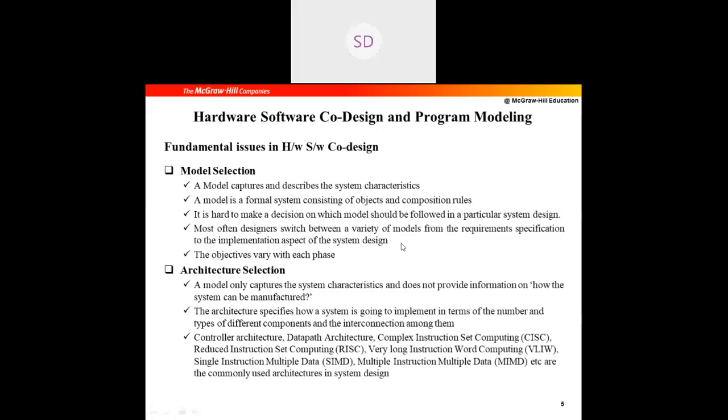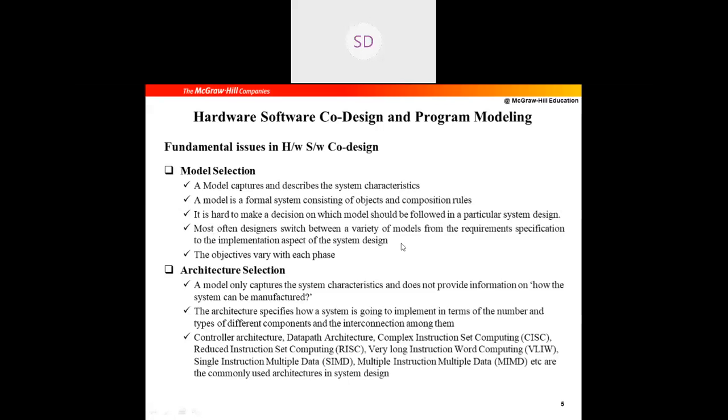The objectives vary in each phase. As you design, you come to know that the objectives, the inputs, or the rules may vary. Whenever the rules vary during the design process, you again have to change the model. So it is one of the issues in hardware software co-design. The next issue is architecture selection.